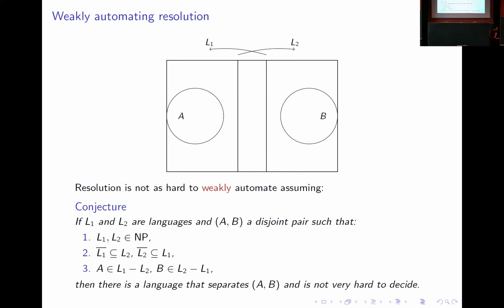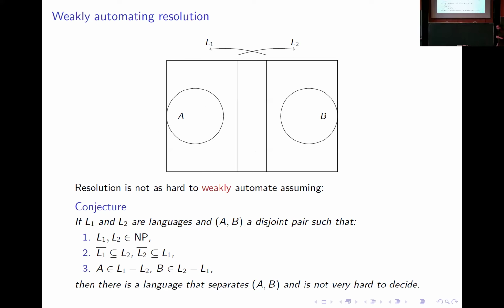So the best statement I can make at this point is that resolution is not as hard to weakly automate, assuming this conjecture. That whenever you have 2 languages in NP, the complement of one is contained in the other, and they separate a disjoint pair, in the sense that A is in L1 minus L2 and B is in L2 minus L1, then there's a language that separates A and B and is not very hard to understand.